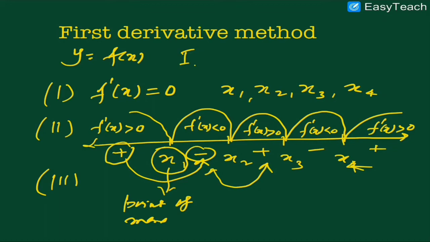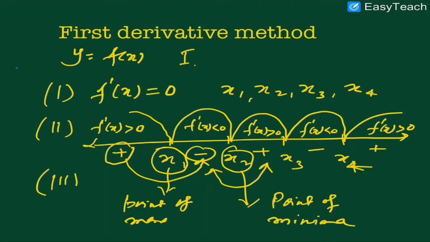And the sign of f dash x changes from minus to plus at the point x2, therefore the point x2 is called the point of minima. Also, the sign of f dash x changes from plus to minus at the point x3. Therefore, the point x3 is also called the point of maxima. Therefore, the points x1 and x3, these 2 points, are the points of maxima, and the points x2 and x4 are called the points of minima.